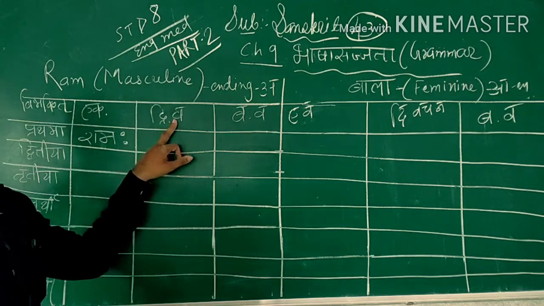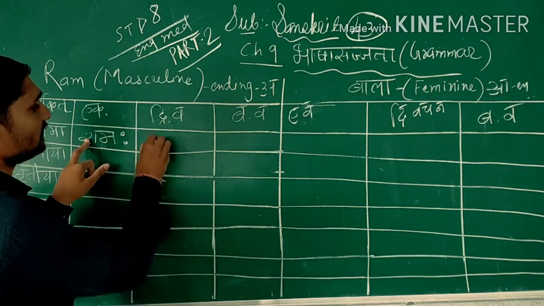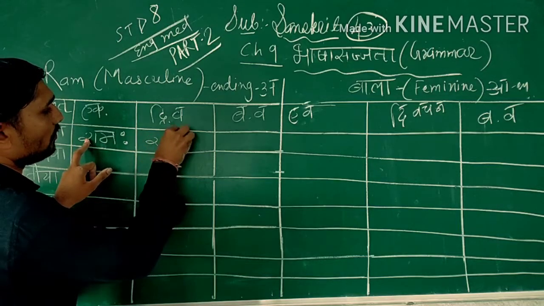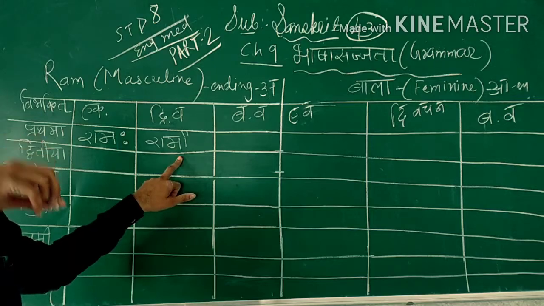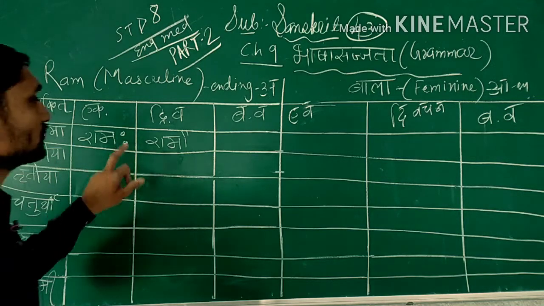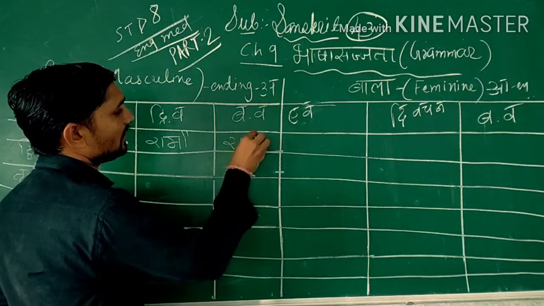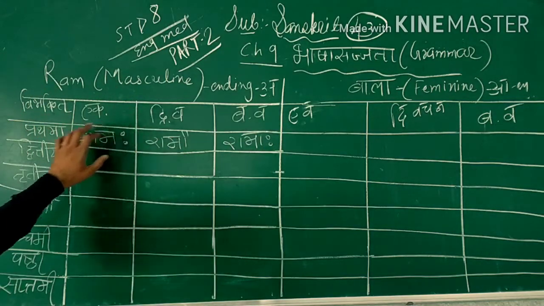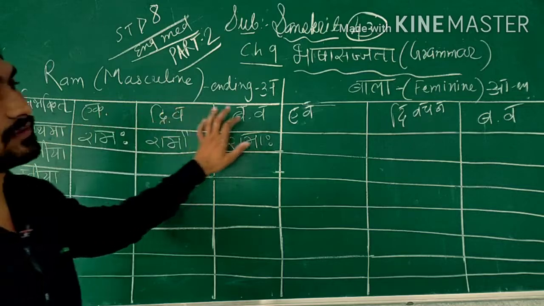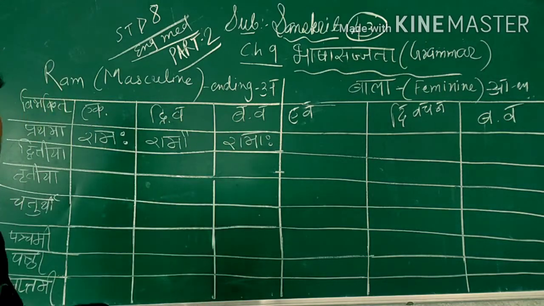Okay, for Dvivachan of Ram, at that time you will write Ramau. Okay, Ramaha, Ramau. And you want to write the plural form of Ram. At that time you have to write Ramaha. This is the Prathama Vibhakti ekvachan, dvivachan and bahuvachan form of Ram, an A ending masculine form. Masculine means pullinga, students.